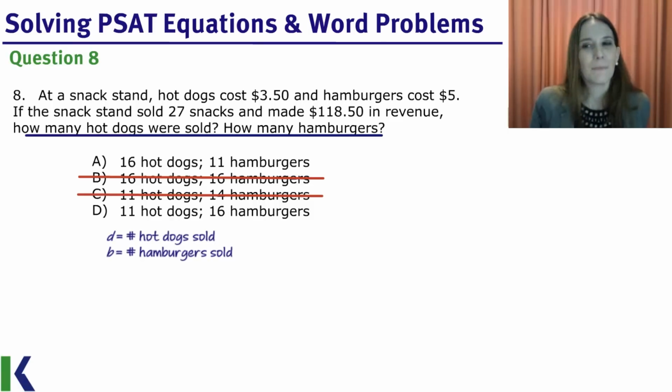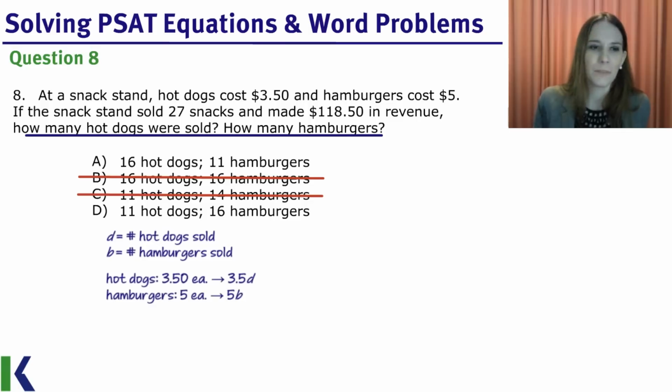Now we just have to set up the rest of the equation by using the other total value. We can see that hot dogs are $3.50, so I can let 3.5 times D be my total price for hot dogs. Hamburgers, $5 each, so 5B. And this is going to equal our total revenue.